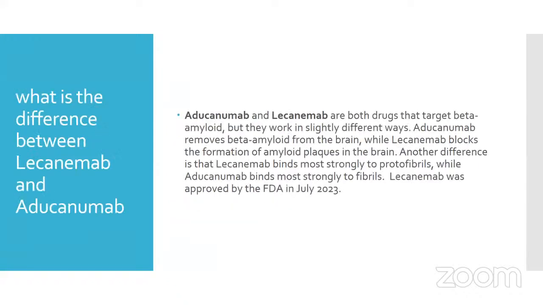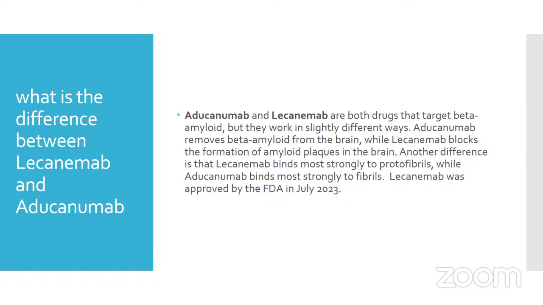Since we repeated ourselves in everything, and we said there is the same mechanism of action, there is just a very small difference between them. So what is the difference between these two, lecanemab and aducanumab? Both of them target the amyloid, and they work in slightly different ways. Aducanumab removes the beta amyloid from the brain, while lecanemab blocks the formation of amyloid plaques in the brain. This is the first difference.